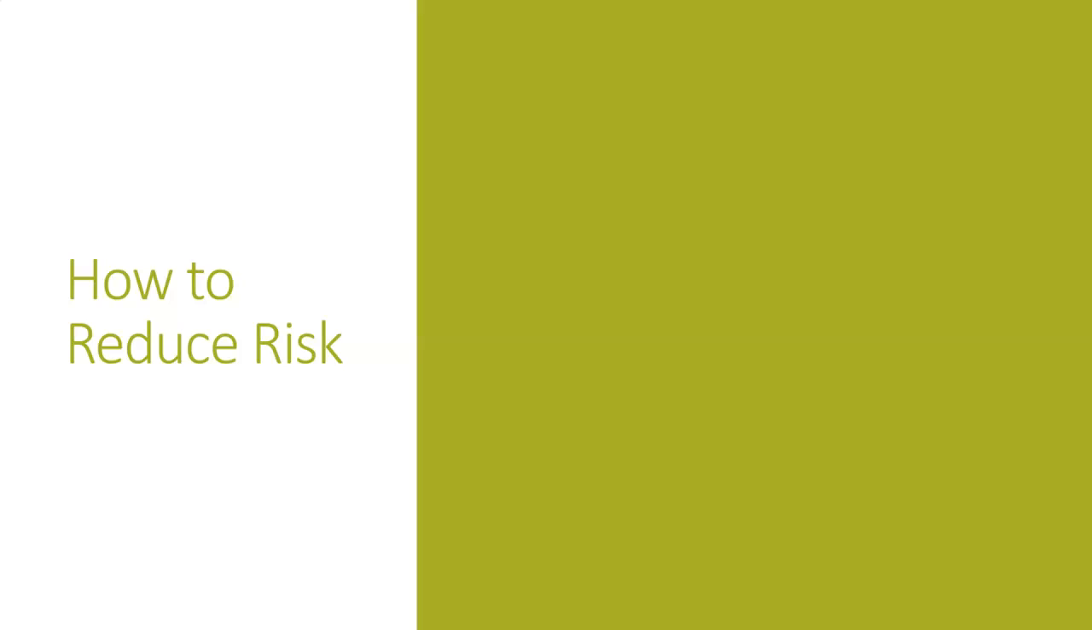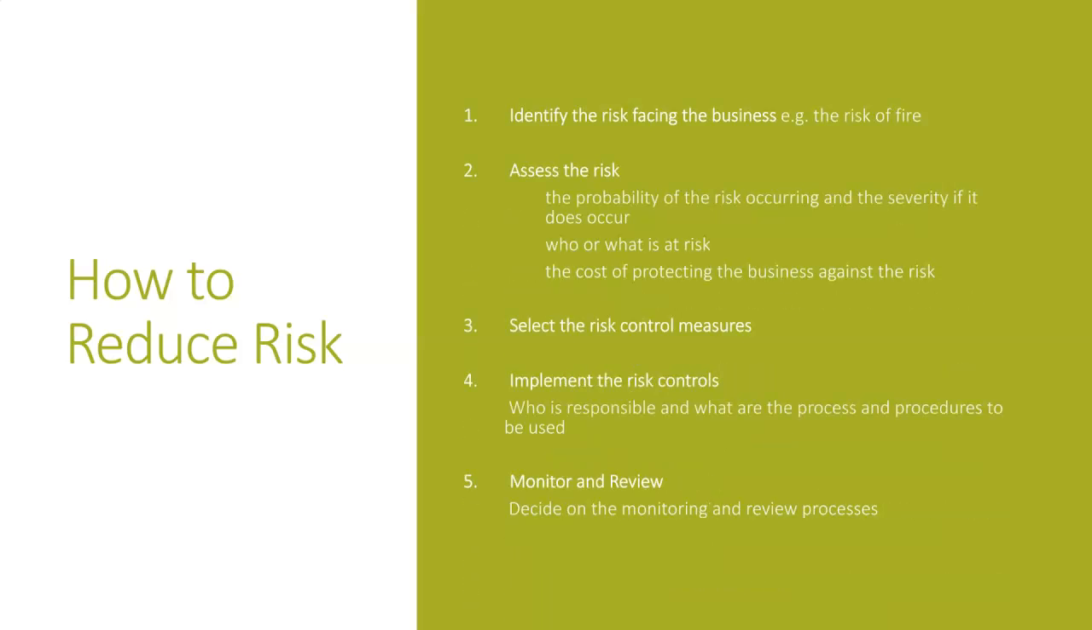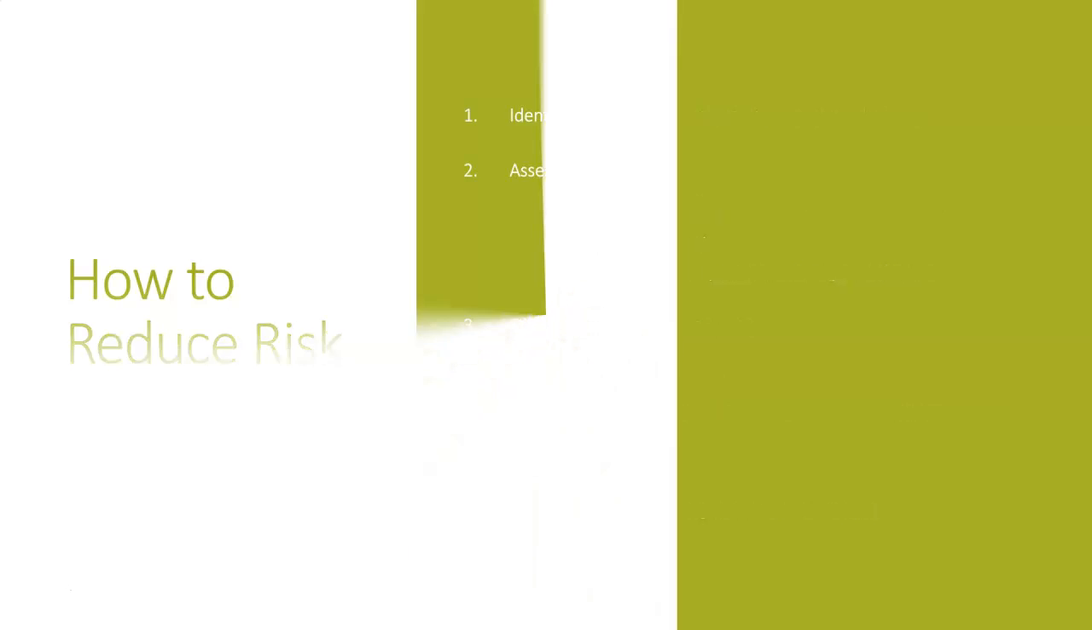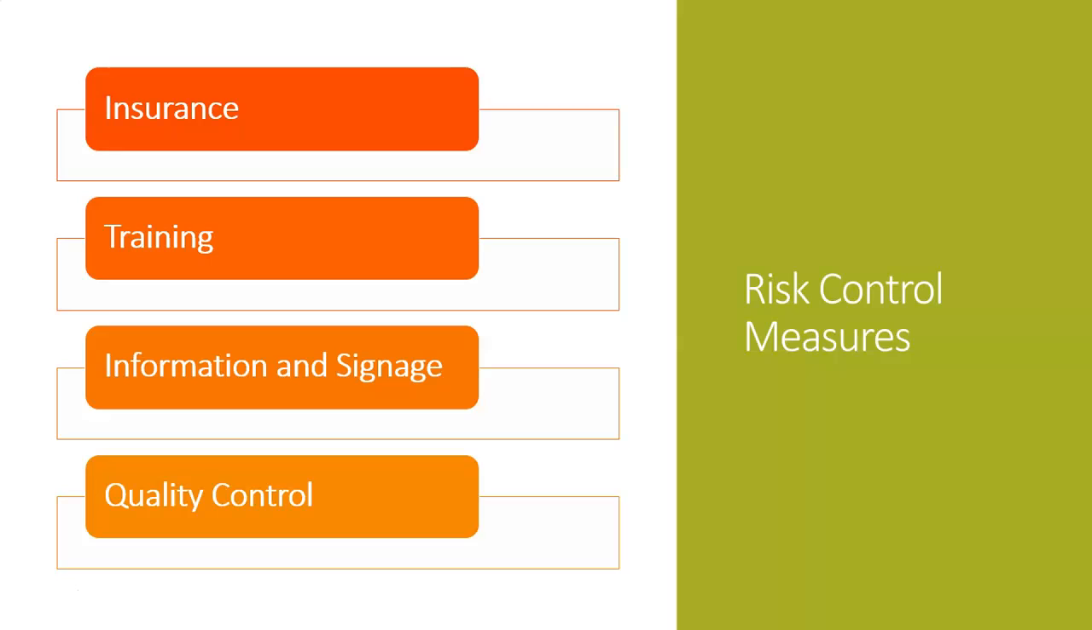Okay, this is how to reduce risk. Number one, identify the risk facing the business. I already read this. Honestly, I don't know why that was in there again, but let's move on. This is a new one. This is not a repeated slide. Risk control measures. First one is insurance, then it's training, then it's information and signage, and then quality control. Those are the risk control measures.